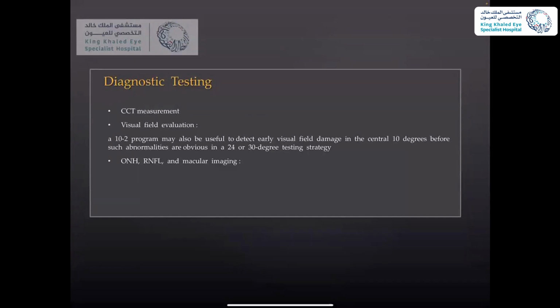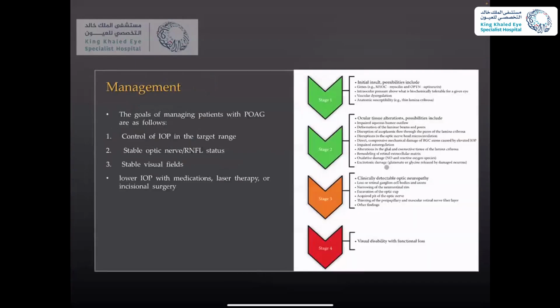Regarding diagnostic tests, we always have to do pachymetry for our patient to make sure, as we mentioned earlier, that a patient with a thin cornea has a higher risk, and this might change the IOP measurement. Also, visual field evaluation is a very important test that you have to order for your patient, and also imaging of the optic nerve head and retinal nerve fiber layer, and other imaging modalities.